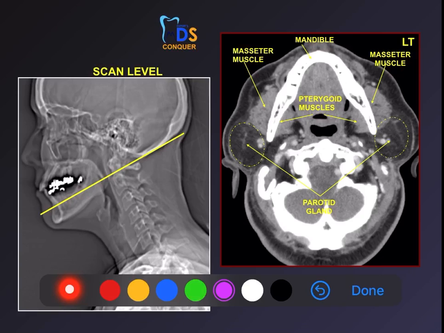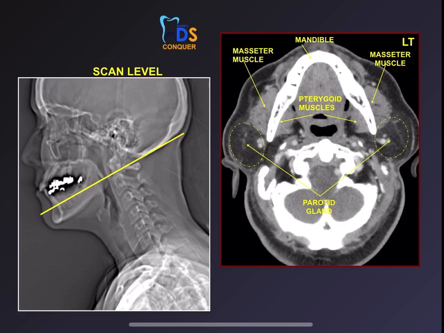Right? And this is the parotid gland, which, as I said, is hypodense. It has fewer Hounsfield units, right? So on either side, you can look for the parotid gland. So at this scan level, you get the mandible and the muscles associated with mastication, that is the masseter and the pterygoid muscles, right?